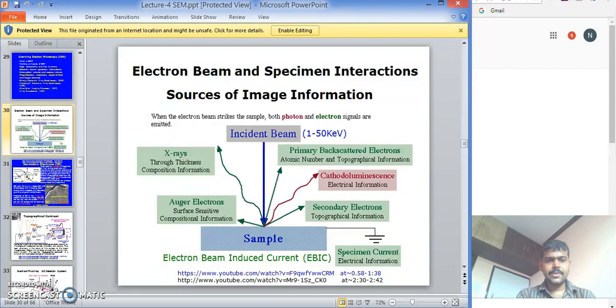The detected X-rays give the compositional information. The Auger electrons give surface sensitive compositional information. The primary backscattered electrons will give you the atomic number and topographical information. The cathodoluminescence can give the electrical information of the specimen, whereas the secondary electrons are able to give topographical information again.